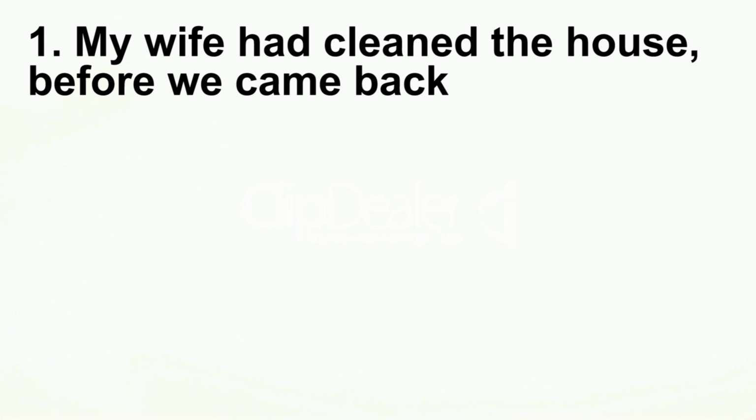So guys, example number 1 is: my wife had cleaned the house before we came back. So we have two actions and they both are in the past, right? Clear. So my wife had cleaned the house is the first action and we came back is the second one. In the first one we use past perfect tense because it happened before the other one. And in the later one, we just use the past simple tense, came back.